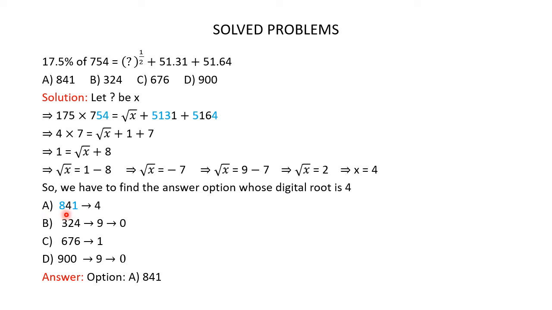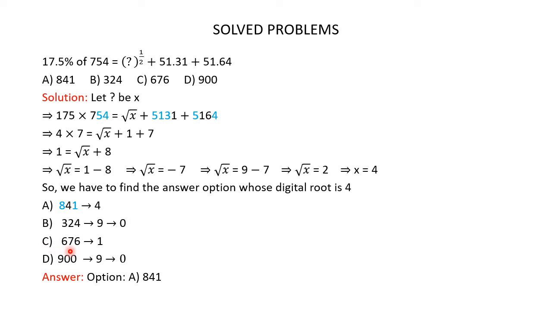Option A is 841. 8 plus 1 is 9. You can ignore those two digits. So 4 is the digital root here. Option B is 324. 3 plus 2 plus 4 is 9 which is 0. So the digital root here is 0.